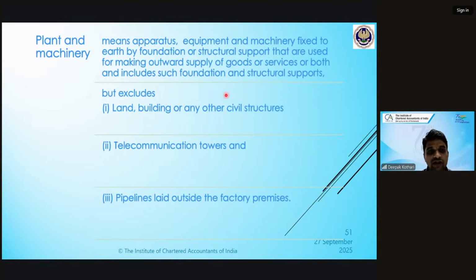But it excludes land, building, or any other civil structure or telecommunication towers, because they don't want to give credit on telecommunication towers. So they've said land, building, civil structures, telecommunication towers, and pipelines laid outside the factory premises. These things we will not consider as plant and machinery. Apart from that, everything else is plant and machinery.